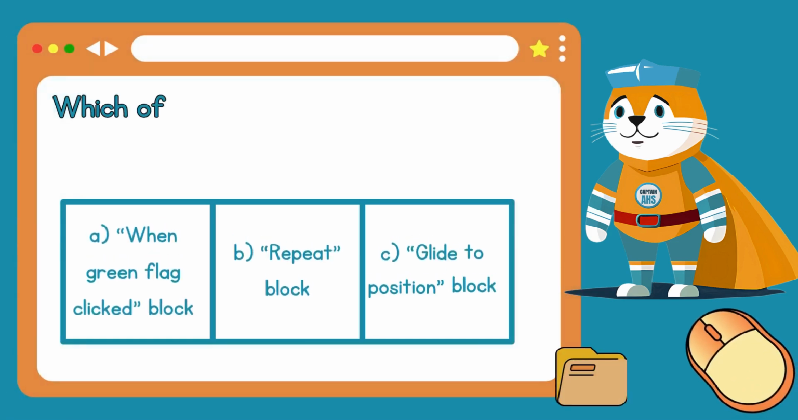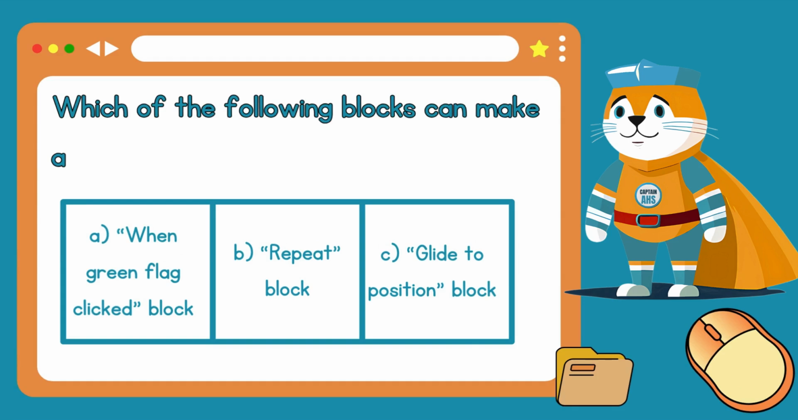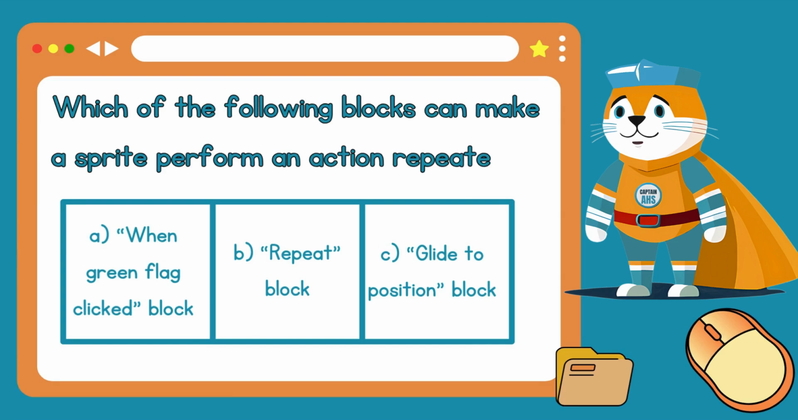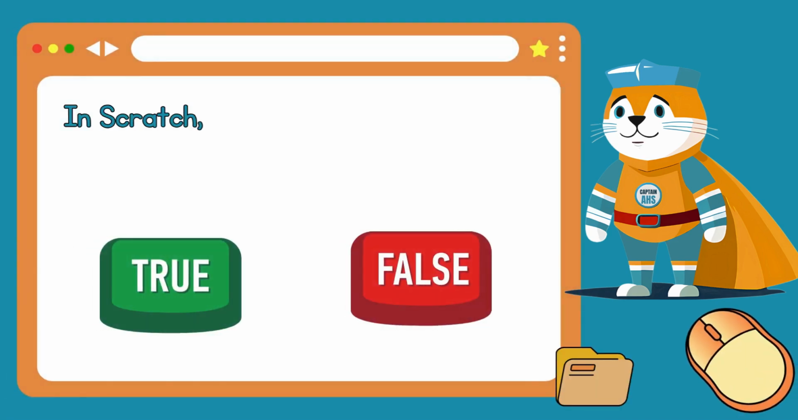Which of the following blocks can make a sprite perform an action repeatedly? Option A, when green flag click block. Option B, repeat block. Option C, glide to position block. Option B, repeat block.